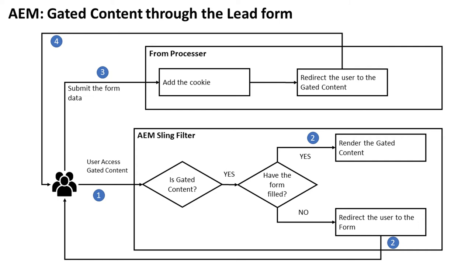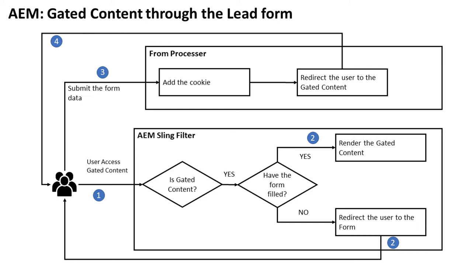Also, we are going to define a form processor. When the user submits the form, it will add a cookie, so that the filter can identify whether the form is already filled and redirect the user to the actual gated content. Maybe some other data validation also. If the user submits all the required data, then finally the user will be redirected to the gated content.